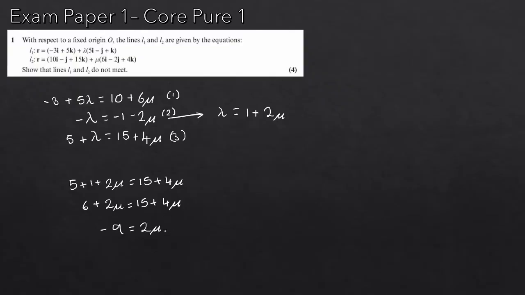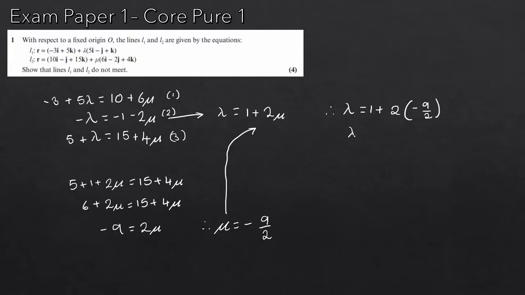Okay. And now we've just got to solve for mu. Well, we haven't got a value for lambda, we've just got it in terms of mu. But once we've got that value for mu, we can get the value for lambda as well. So therefore, mu is going to be equal to minus 9 divided by 2. Okay, so minus 9 over 2. Now, because we've got mu, all we can do is sub this value here into here. So therefore, lambda is going to be equal to 1 plus 2 lots of minus 9 over 2.